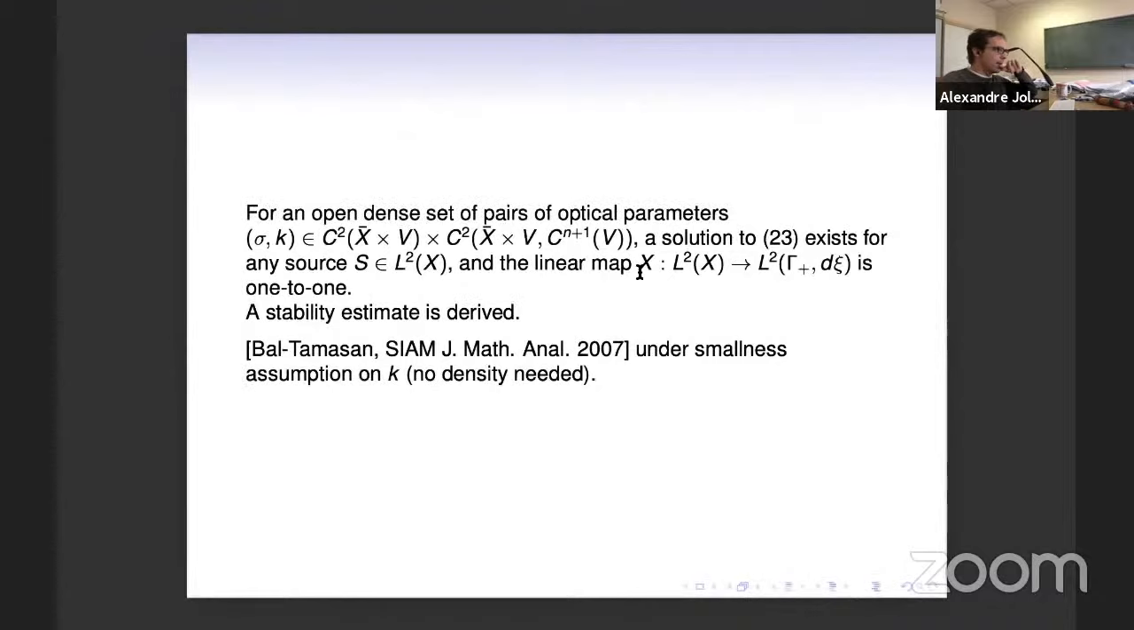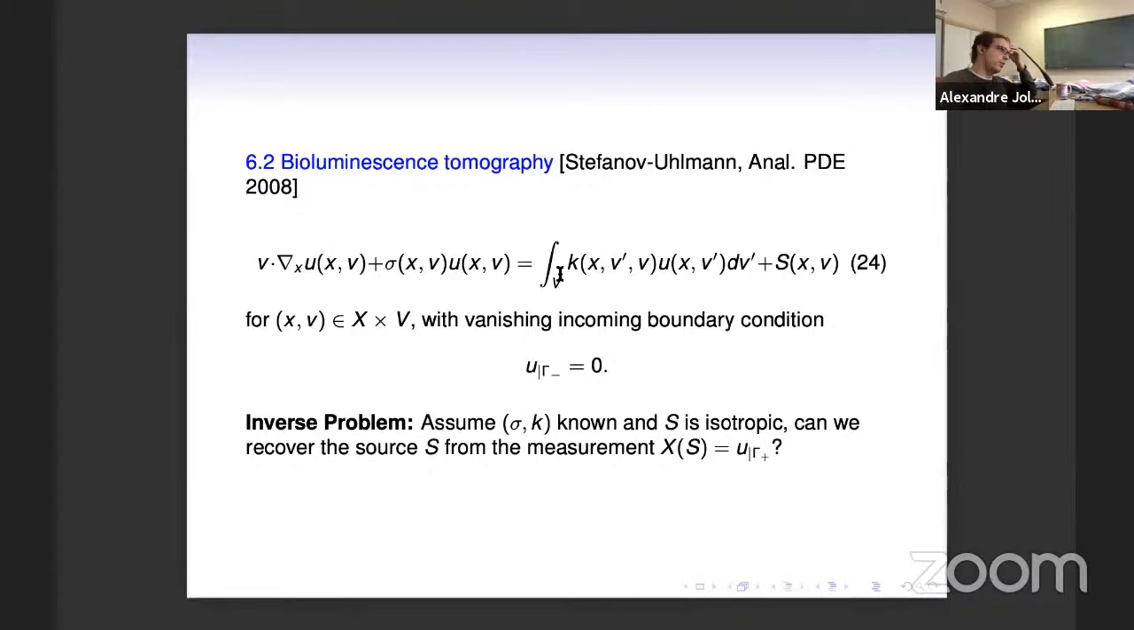If you take the action of X with X, somehow it's an invertible pseudo-differential operator, provided that you have some smoothness on sigma and k. What they do is prove uniqueness of this problem for a dense set of these optical parameters. It's very close to the question I told you about compactness and subcritical condition. This condition of dense set first proves that you have existence and uniqueness of the solution U. So it proves that it is well posed.